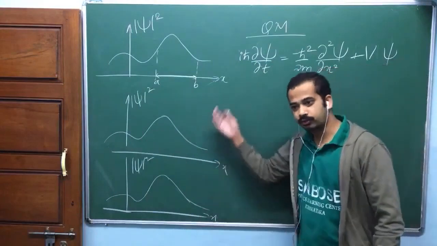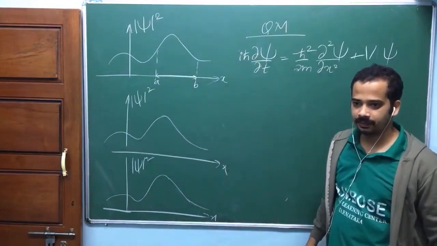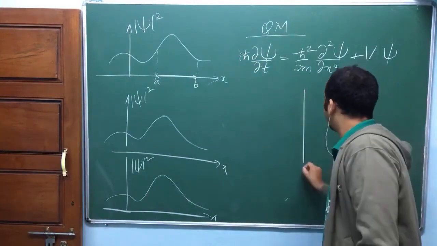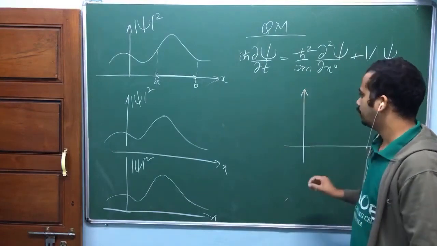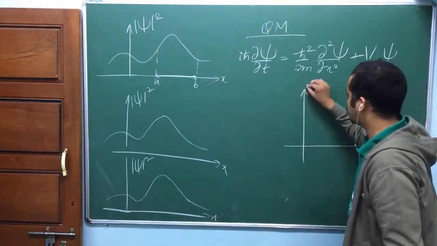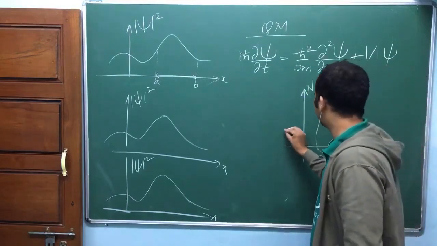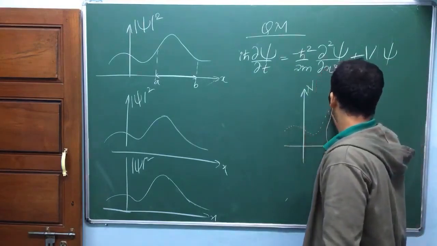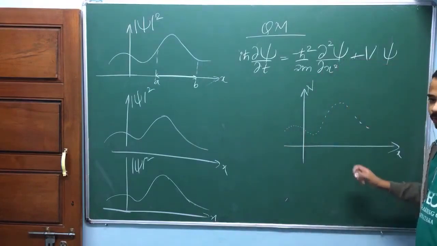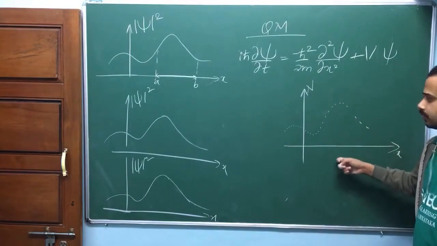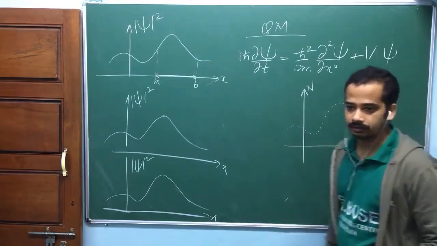Not only 3, you should take millions of systems. Do measurement on each, and make a histogram. This is the number of times you found the particle at each position. Then your distribution will be like this: more number of times you will find the particle here, fewer times here. This is how you need to verify that.